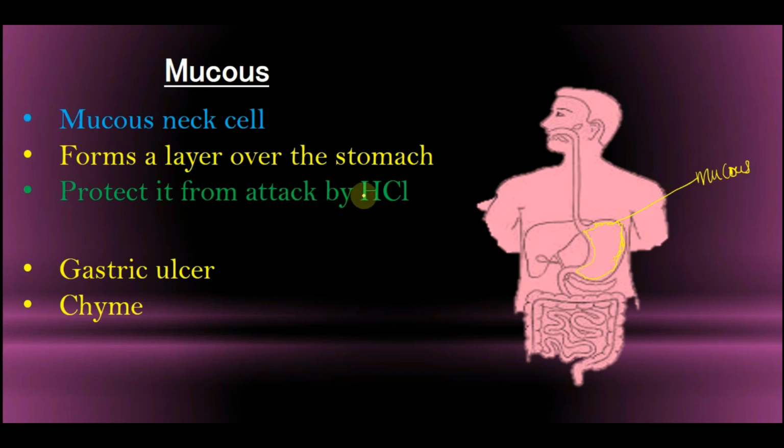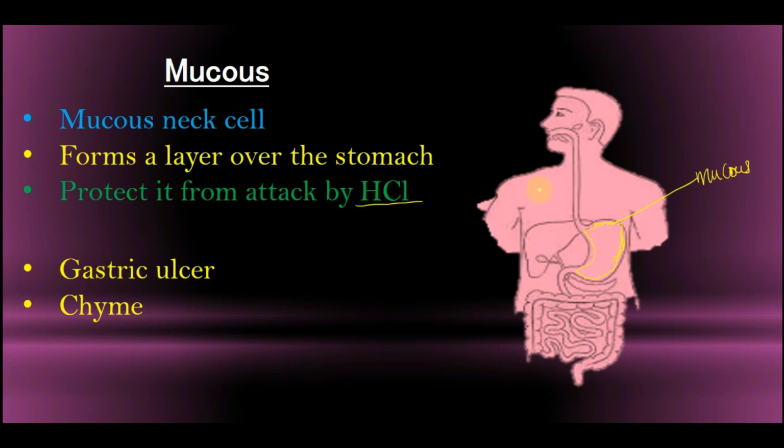and its main function is that it protects the stomach from attack by hydrochloric acid. Remember, hydrochloric acid is produced by the parietal cells, and hydrochloric acid is a very corrosive acid. So to prevent it from corroding the wall of the stomach, the mucus is secreted. The mucus is to protect the wall of the stomach from the action of hydrochloric acid.